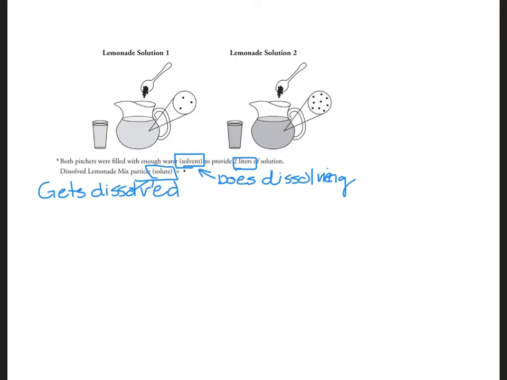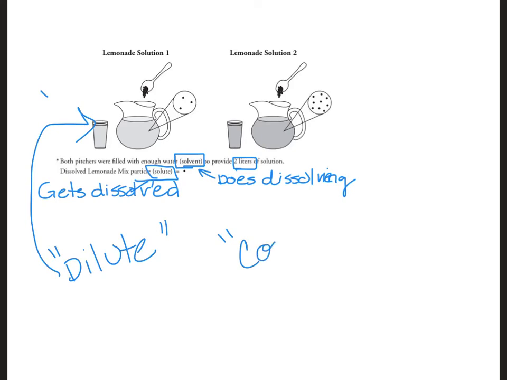All right. So we describe these in two general terms. The solution on the left, which has fewer solute particles, we would call dilute, meaning there are fewer solute particles dissolved in there. And the solution on the right, we would give the term concentrated. All right, more solute particles.